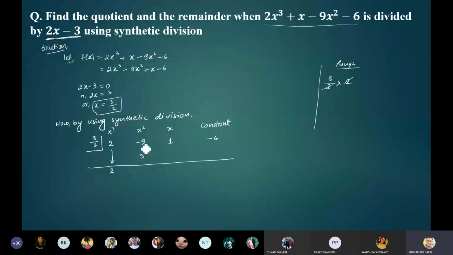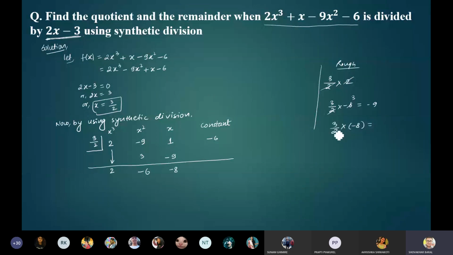So now add these two. Minus 9 plus 3 will be equal to minus 6. Again multiply this 3 by 2 with minus 6. It will be 3 by 2 times minus 6, which is 2 times 3 is... 3 times minus 3 is minus 9. So it will be minus 9. Minus 9 plus 1 is equal to minus 8. Again multiply 3 by 2 with minus 8.